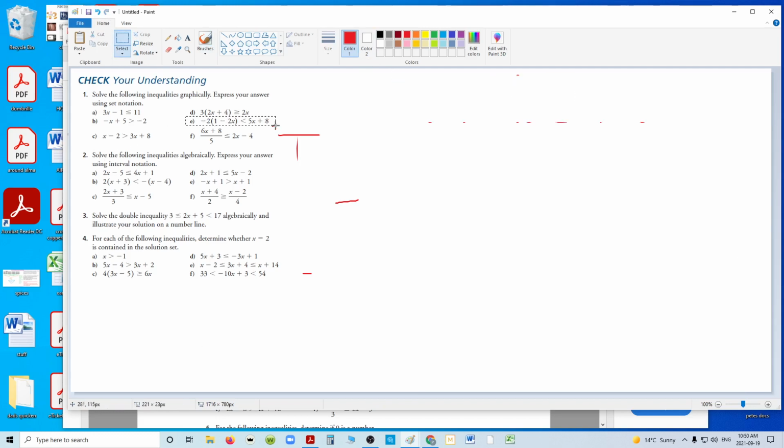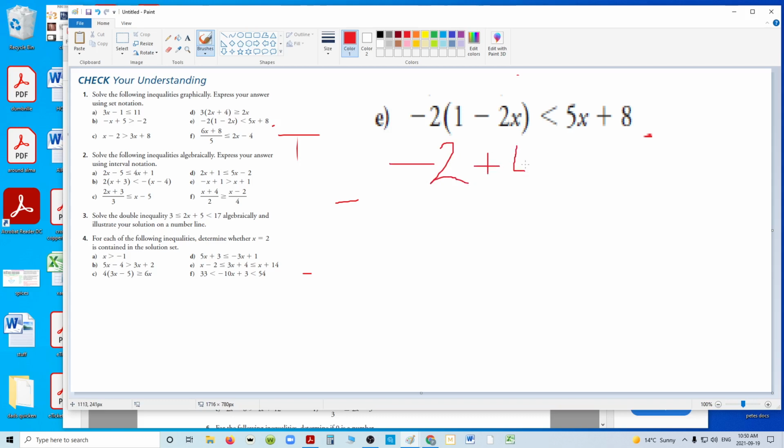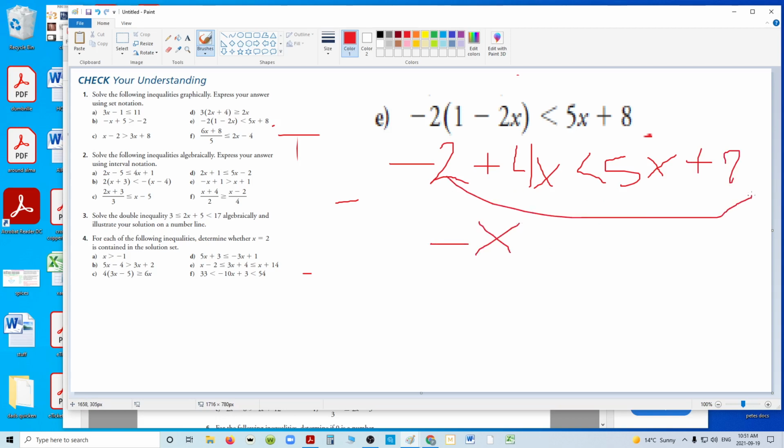Okay, moving on to E, same thing, distribute first. I'm going to start steamrolling through these. I'm not going to test them out anymore, I'm going to let you test them out unless it's incredibly difficult. So I'm going to bring the 5x to this side just to keep the x's on the left side. I'm going to bring the -2 to that side.